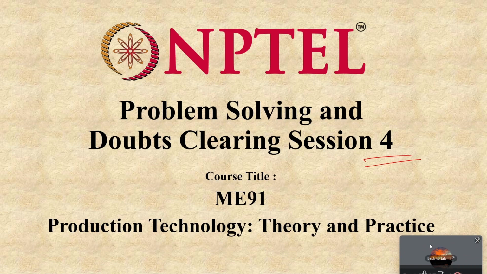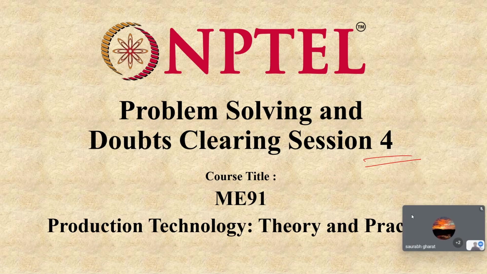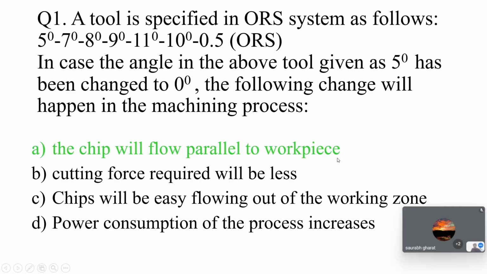As you already submitted your assignment for the third week, we start first with the assignment problems. This is the first problem in the third assignment. They are mentioning the tool specified in the ORS system as follows. The angle is given, that is 5 degrees, in the ORS structure. In case the angle in the above tool is changed to 0 degrees, what change will happen in the machining process?